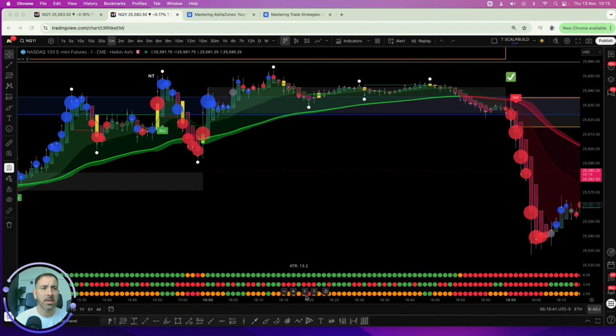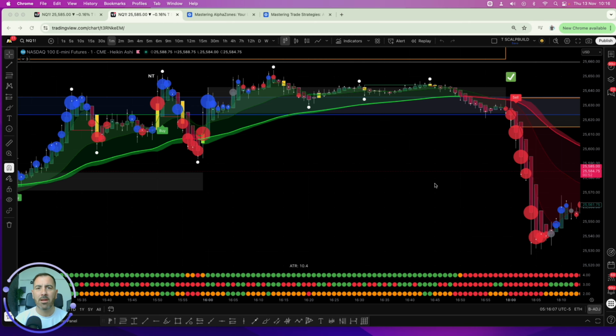So for a buy signal, we want a green bullish trend wave, and for a sell signal, we want a red bearish trend wave. Thirdly, we want directional volume. By directional volume, I mean these lovely great volume bubbles here. So for a bullish trade, we want blue bullish volume, and for a bearish trade, we want red bearish volume. Easy for me to say.